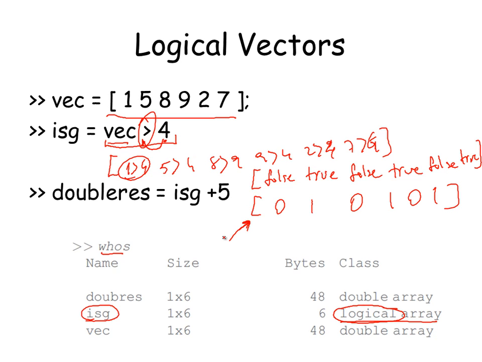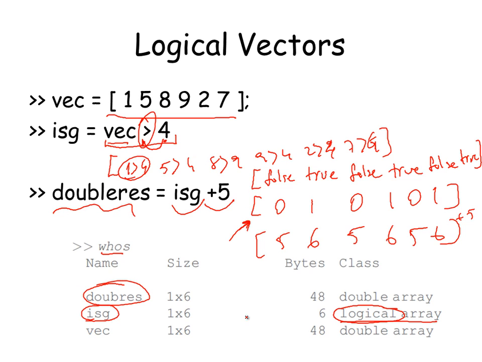You can take a logical vector and perform mathematical operations on it. But as soon as you do that, they are converted to zeros and ones, and they become numerical data type. So when you add 5 to this logical vector, the result will be a numerical vector. You get 5, 6, 5, 6, 5, 6, and the result, which is stored in the double res variable, is a double array, which is a numerical data type.